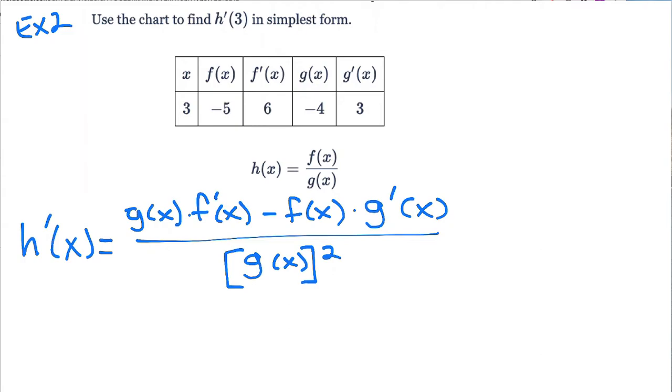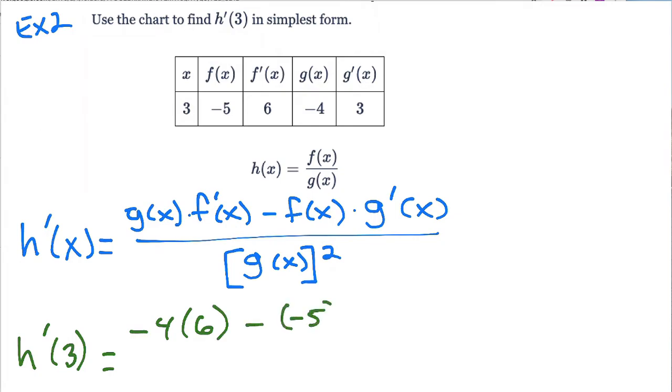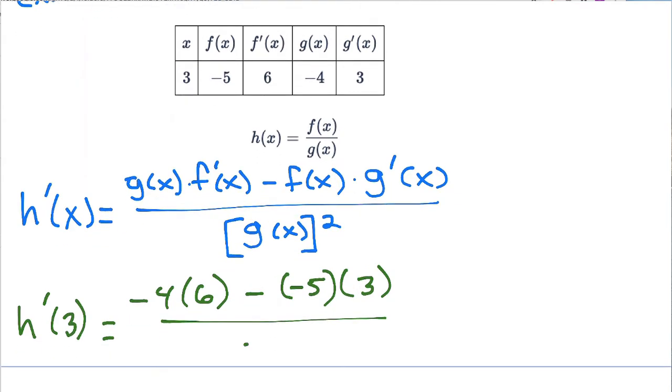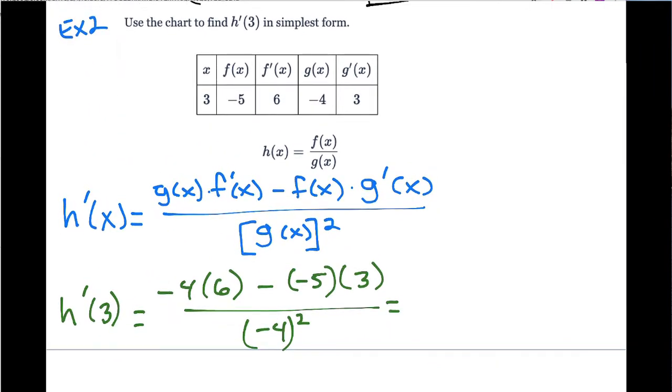Now, all I'm going to do on this is start looking at my table and all of the things that I have. If I were to plug in 3 everywhere I find an h, now I can start to look at all these things. G of 3 is negative 4. F prime of 3 is 6. F of 3 is negative 5. G prime of 3 is 3. Over g of 3 squared.